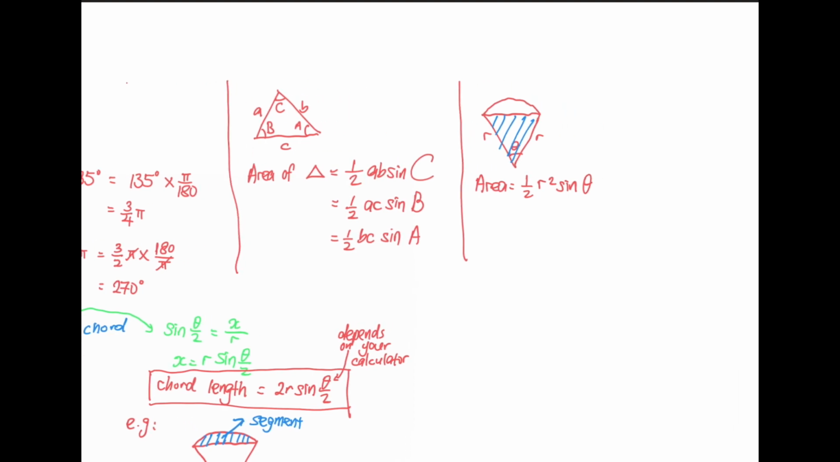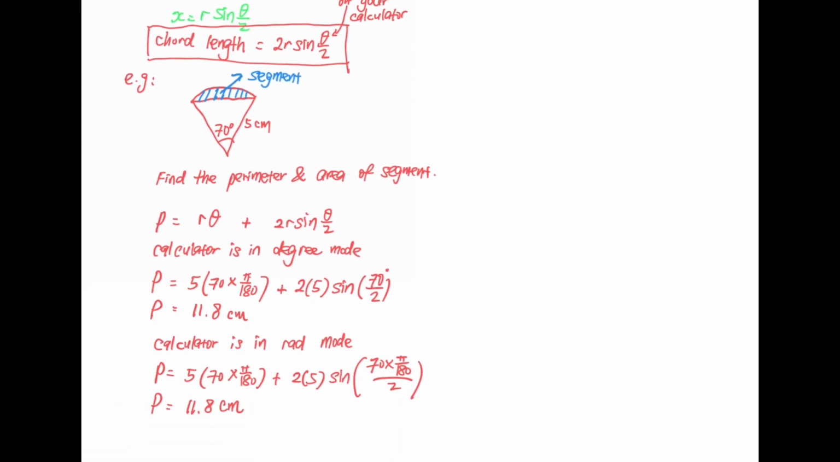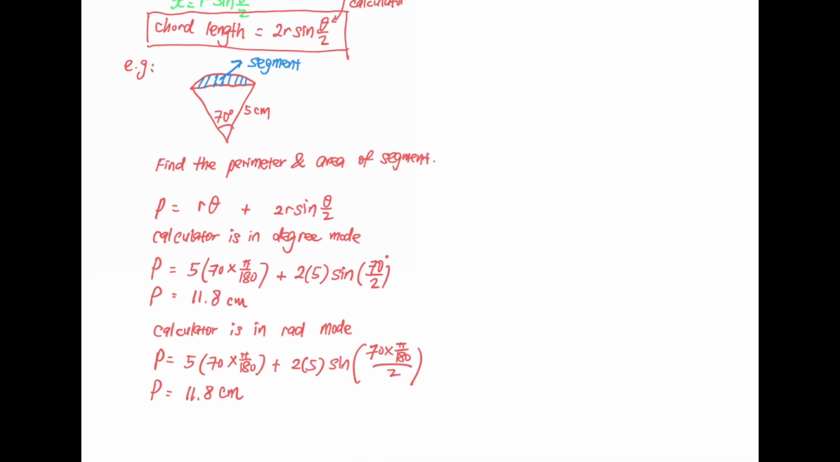And again, the theta here, degree or radian depends on your calculator. Okay, I write down first. Degree or radian depends on your calculator. Now let's say for example, I use back this one, and now I'm going to find the area. So let's take a look. The area is equal to the area of sector minus the area of triangle.